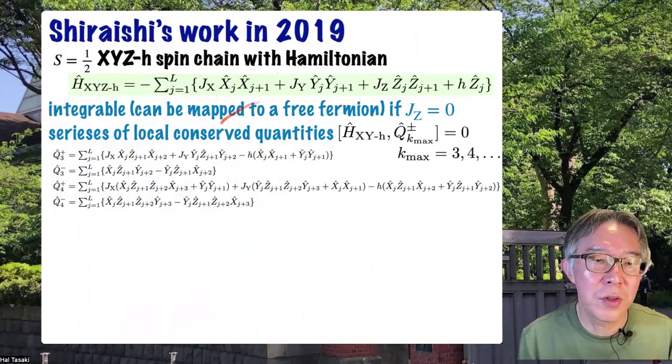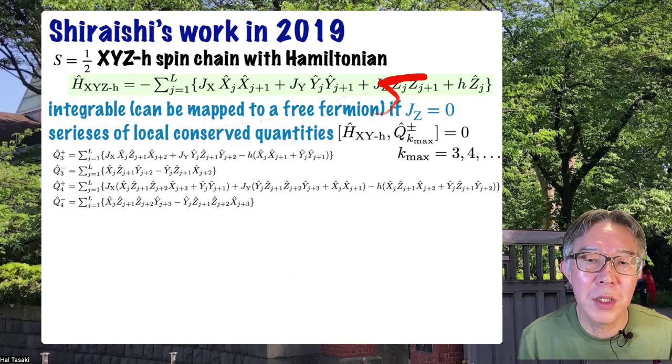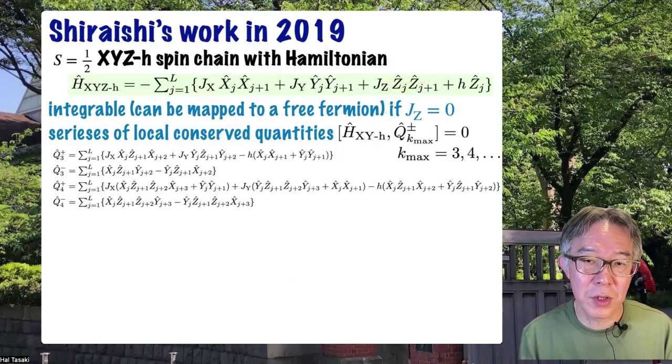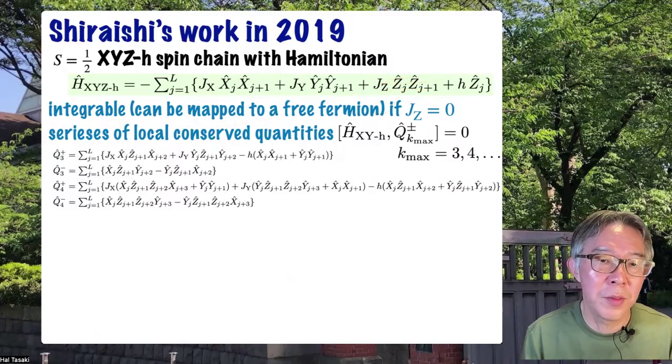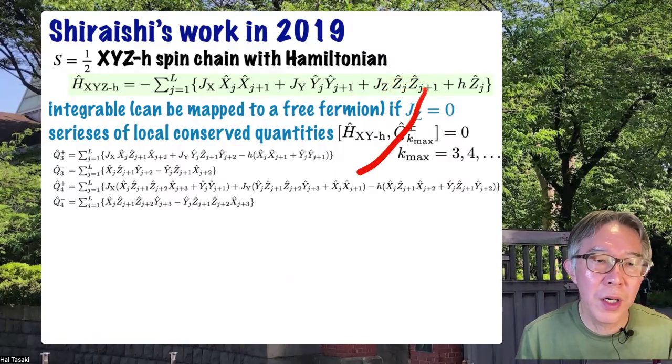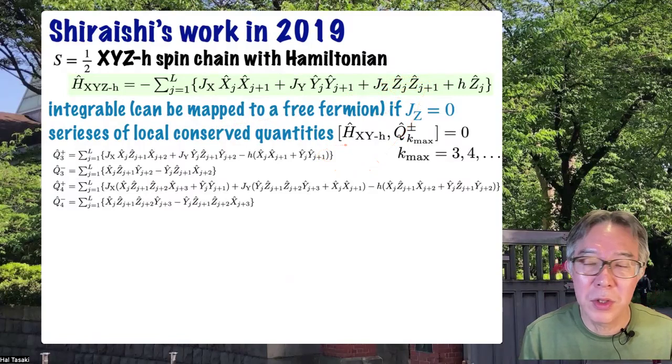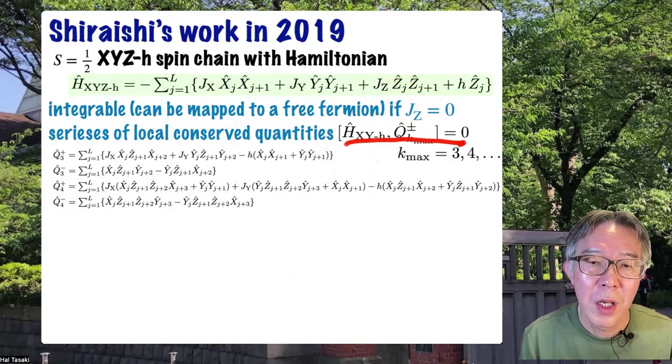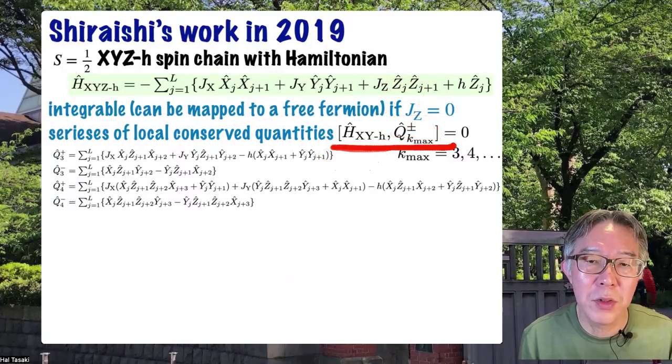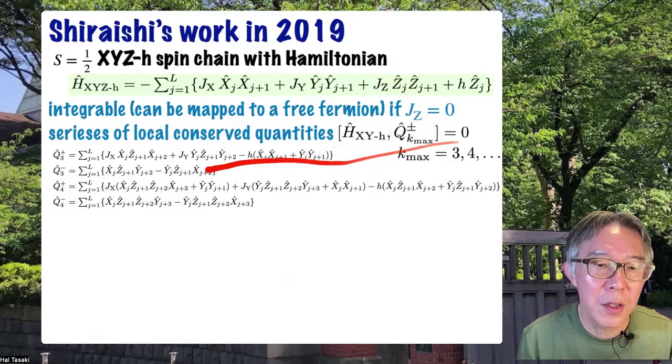This is just an introduction. It is known that this model becomes integrable when Jz equals 0. If you don't have this term, you can Jordan-Wigner transform this Hamiltonian into a free fermion Hamiltonian and exactly solve it. Because of this solvability or integrability, you find that the model has a bunch of local conserved quantities that commute with the Hamiltonian, and they look like this.